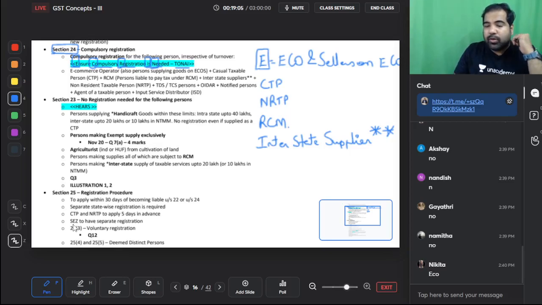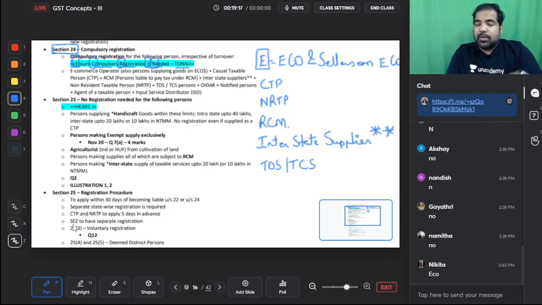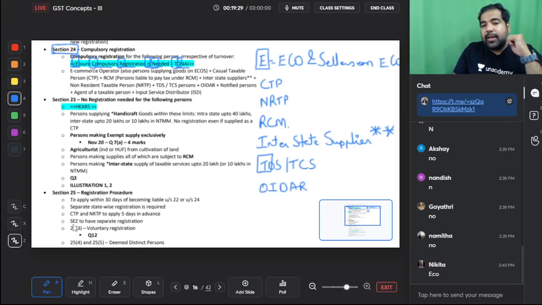And TONAI, what is TONAI? There are some terms here which will be at CA final only, like TDS, TCS persons. Guys, who are TDS, TCS persons? You don't need to know, because this entire concept is only for CA final. But if there are TDS, TCS persons, they need to take compulsory registration. Yes, that is TONAI T. O is OIDAR. Guys, OIDAR is also something of CA final only, but I'll just tell you the full form and I'll give you an example. Online Information Database Access and Retrieval Service Provider, which is basically nothing but Google, where they give you online information, they give you database access and retrieval services. That is Google. They have to be compulsorily registered.